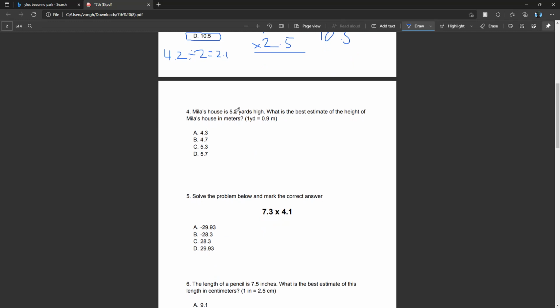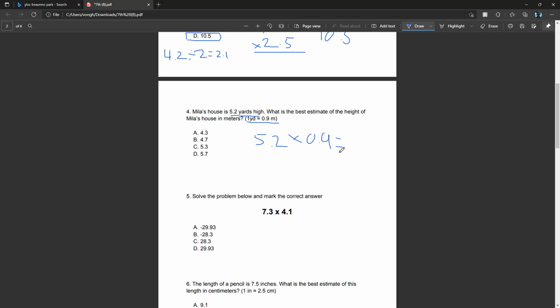Mia's house is 5.2 yards high. What is the best estimate of the height of Mia's house in meters? So here you have, her house is 5.2 yards high, and you're trying to find the height in meters. So we're given the conversion here. So 1 yard is 0.9 meters. So we just take 5.2 yards times 0.9.